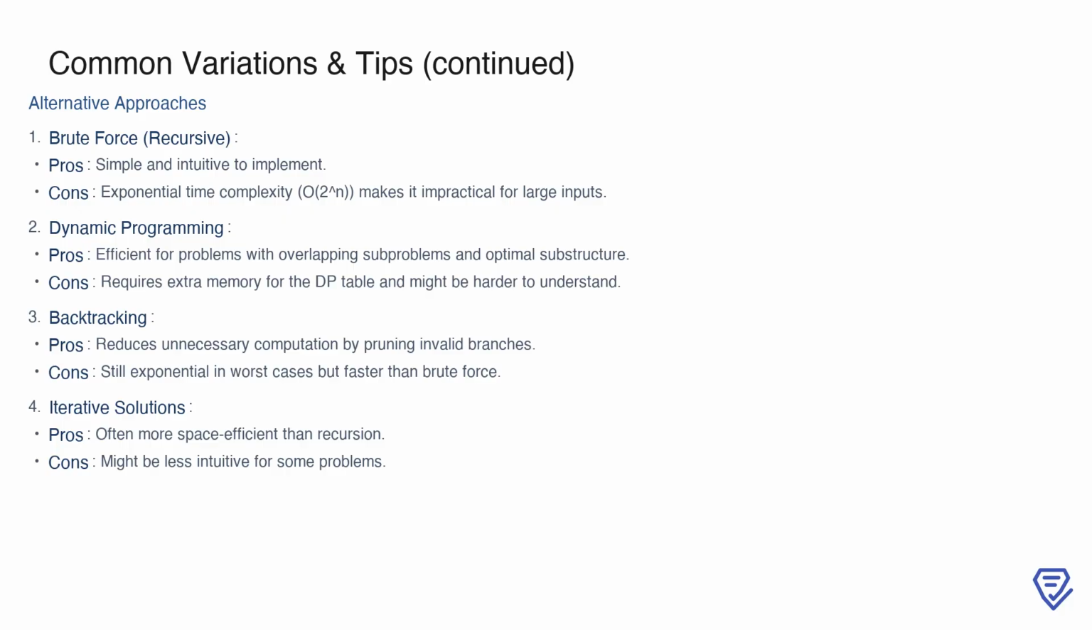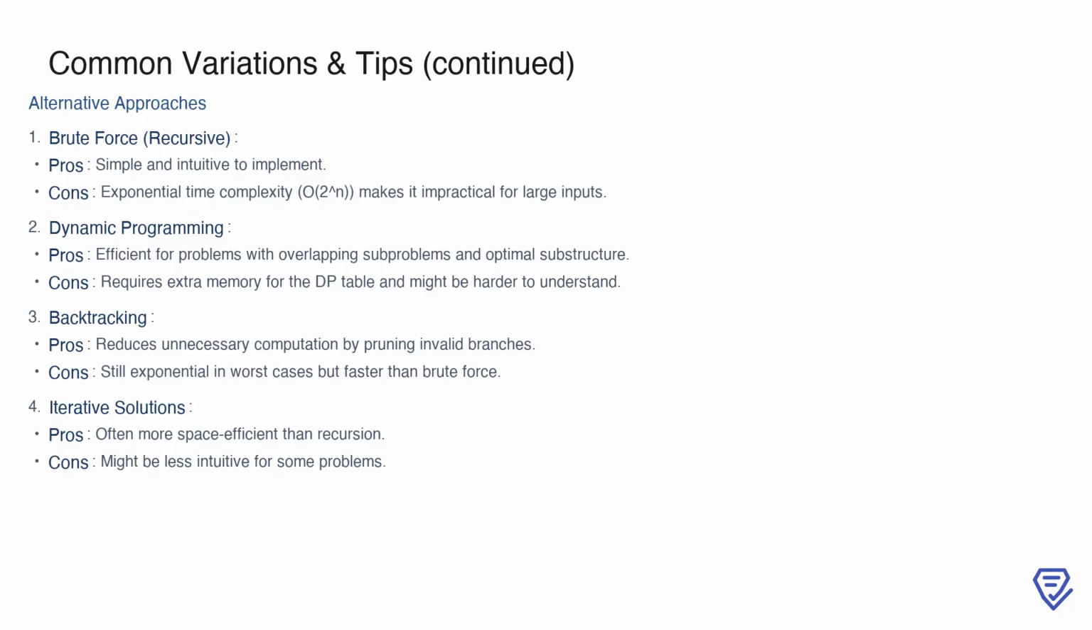A brute force recursive solution is the most straightforward to implement but comes with significant trade-offs. While it's simple and intuitive, its exponential time complexity, O(2^n), makes it impractical for larger inputs. Dynamic programming, on the other hand, is much more efficient for problems with overlapping subproblems and optimal substructure. It avoids redundant calculations by storing intermediate results, but it does require extra memory for the DP table and can be harder to grasp initially.